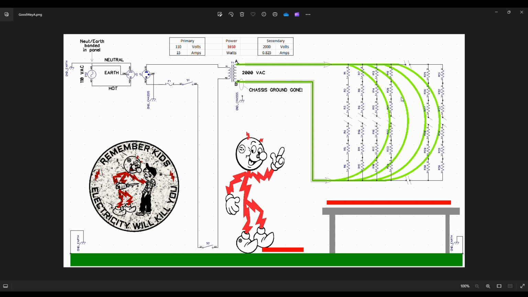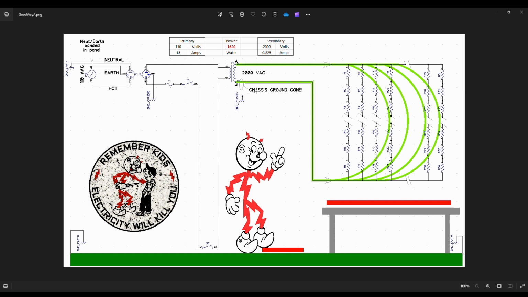So let's talk about what happens here under the good scenario. First of all, we have eliminated this connection here, the connection from the secondary to the frame of the transformer, which often gets overlooked and is mistakenly connected to earth ground, creating a host of hazards. We just covered some of them in the previous segment.